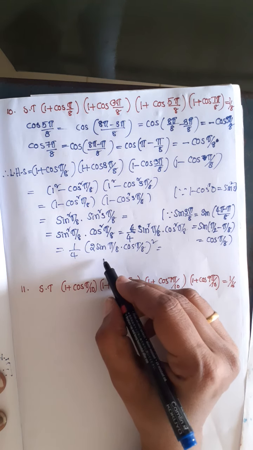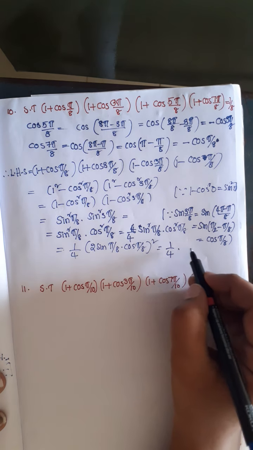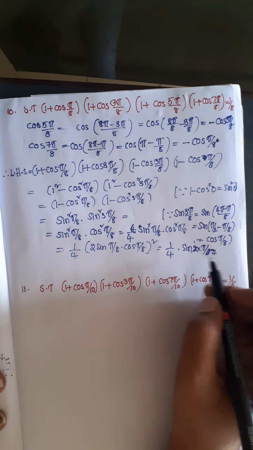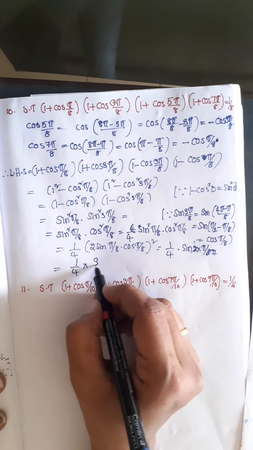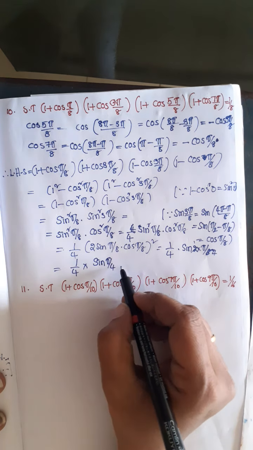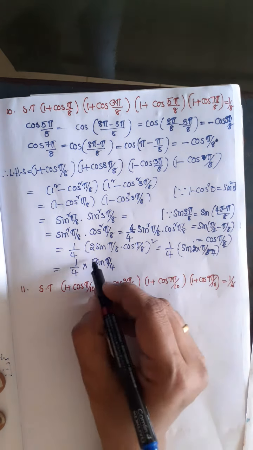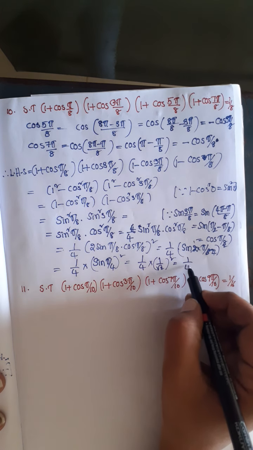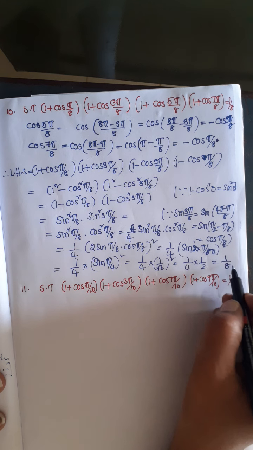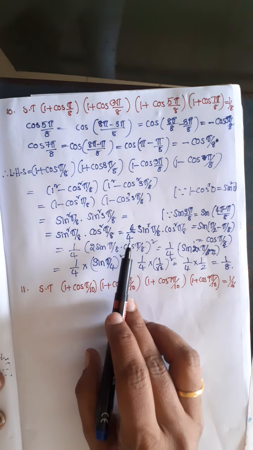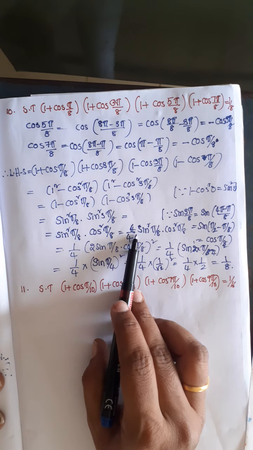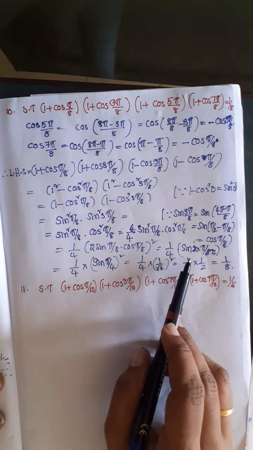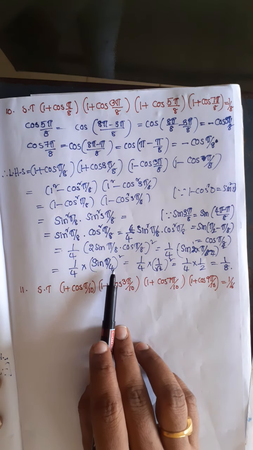Now this is in the form of 2 sin a cos a, 1 by 4 into sin 2a, 2 into pi by 8, 2 into pi by 4. So 1 by 4 into sin pi by 4, what is sin 45, sin pi by 4 whole square. So 1 by 4 into 1 by root 2 whole square, that is nothing but 1 by 4 into 1 by 2, this is 1 by 8. Here I applied multiplying and dividing with 4. This 4 can be taken as 2 square, 2 sin pi by 8 cos pi by 8 whole square, sin 2 theta formula I used. Hence you will get sin pi by 4 here.